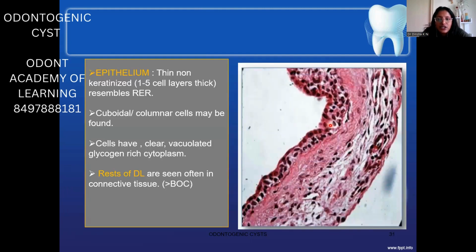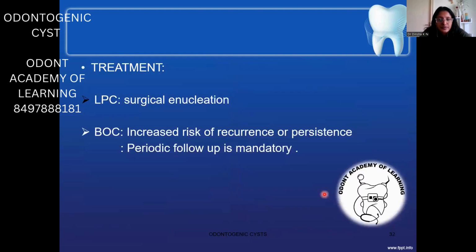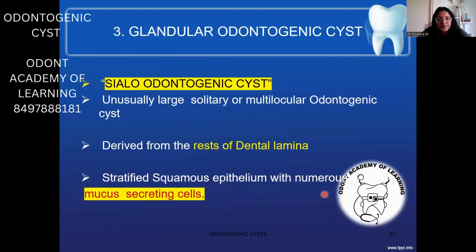Histologically, you can see a thin, non-keratinized epithelium of 1 to 5 cell layers thickness, resembling your reduced enamel epithelium. Over the basal area, you can also see cuboidal or columnar cells. Some of the cells will be clear, with vacuolated or glycogen-rich cytoplasm. In the capsule, you can also see the rest of the dental laminas. Treatment again is surgical enucleation, and BOC, since it's multicystic, is shown to have an increased risk of recurrence. So a periodic follow-up is mandatory for these lesions.